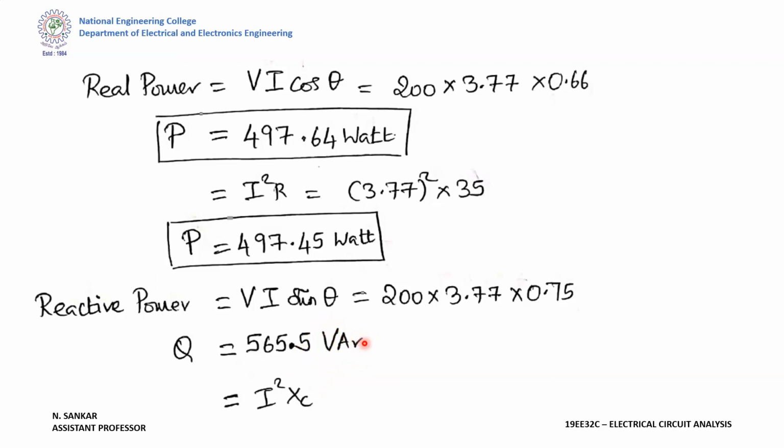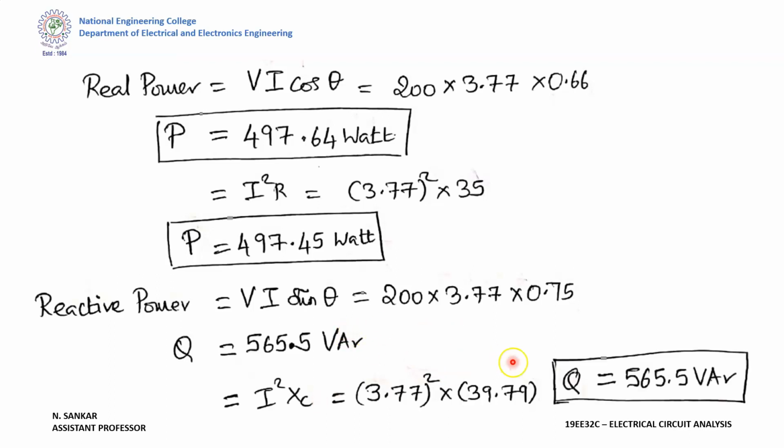Okay. So this can be again calculated by using I square Xc. Here we have reactive power mainly due to the capacitor, that's why we are going for I square Xc. So just substitute the values. This will be again equal to the same answer, 565.5 VAR. So either you can go for VA sin theta or else I square Xc. In case both Xc and XL are present, then you have to just change the formula here.